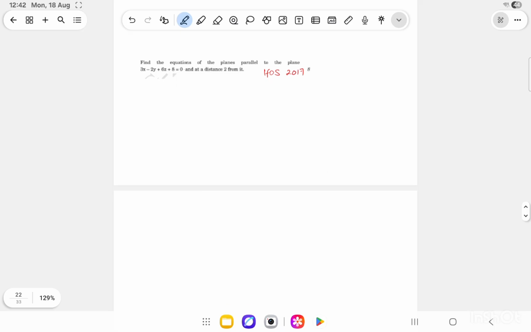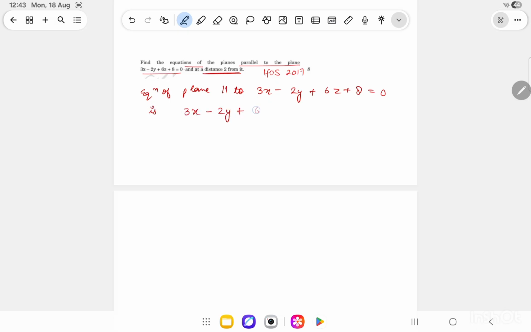So the next question says to find the equation of a plane parallel to this one and at a distance 2 from it. So the equation of a plane parallel to 3x minus 2y plus 6z plus 8 equals 0 will be of the form 3x minus 2y plus 6z plus d equals 0.